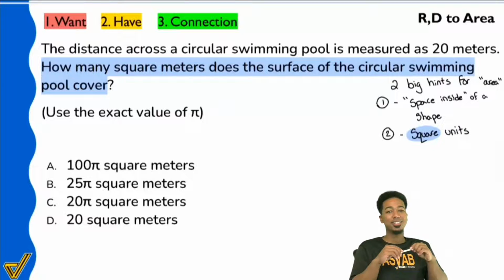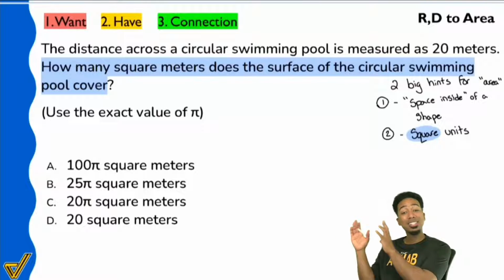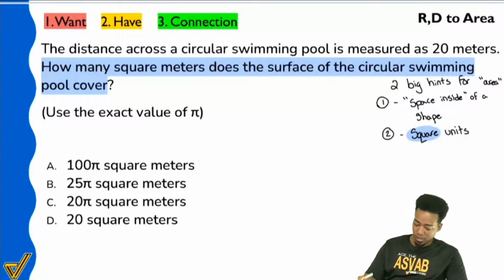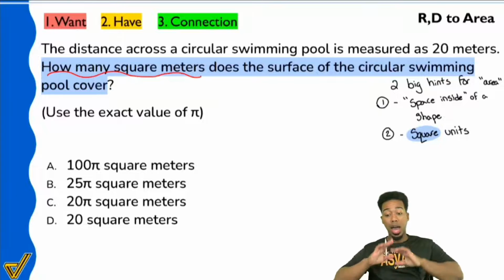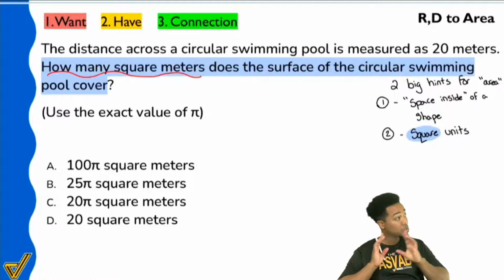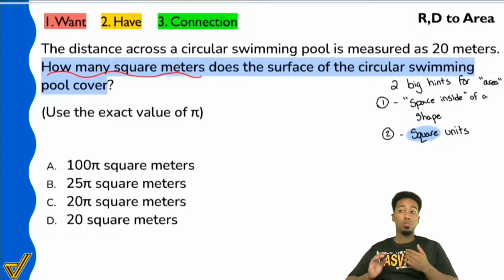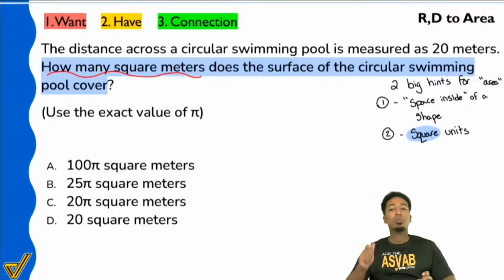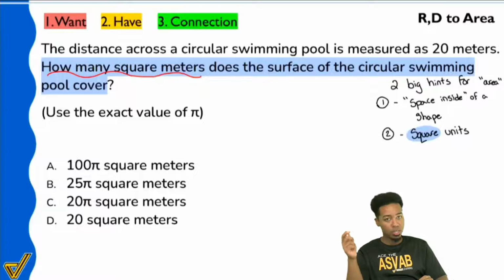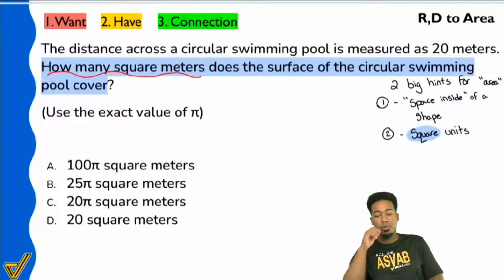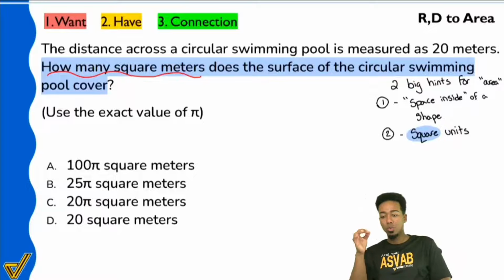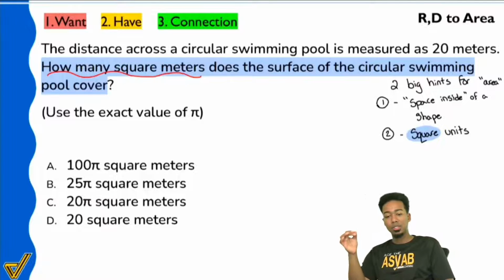Everyone, let's break this down. This is almost like magic once you know exactly what you're looking for. Watch this. Number 1, how many square meters? Now, I don't know what shape we're dealing with yet. But just to make sure we're conditioned to this, the moment that we see square units, so square meters, what math idea do we want to immediately think of? What math idea do we want to immediately think of when we see square units?